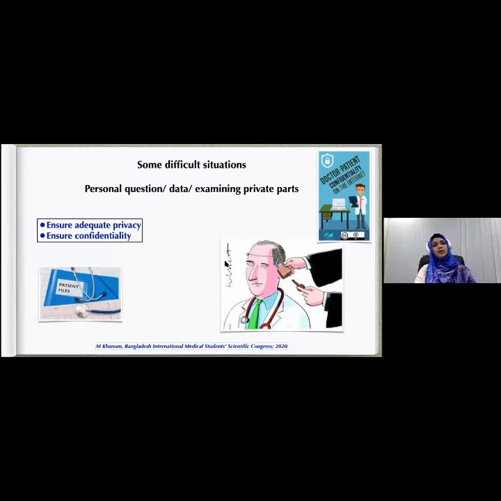Yes, regarding personal questions or queries, regarding personal data, regarding examining private parts, we must ensure adequate privacy and adequate confidentiality of the patient. That is the patient's right.